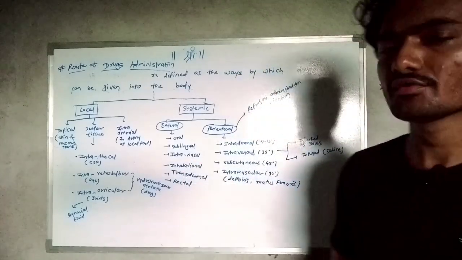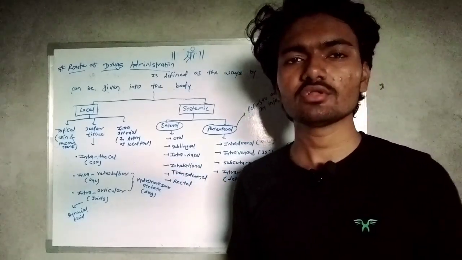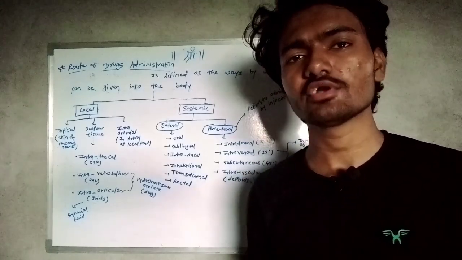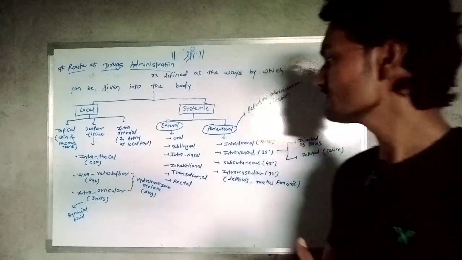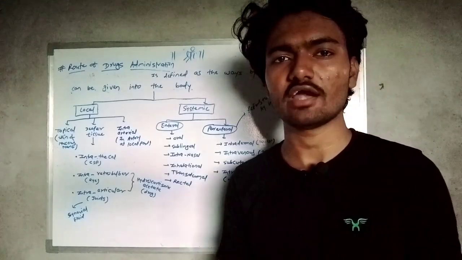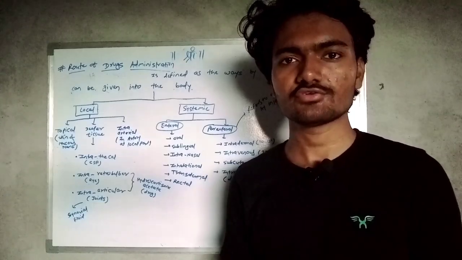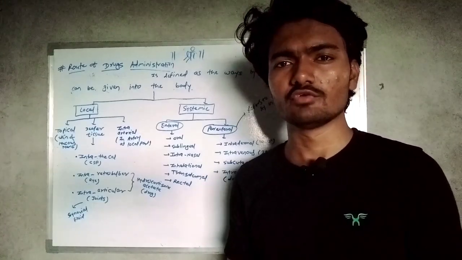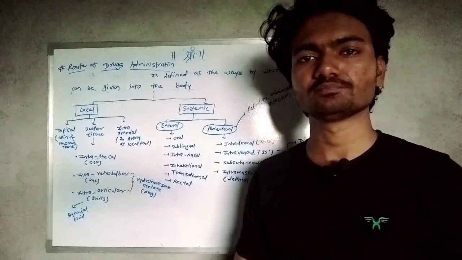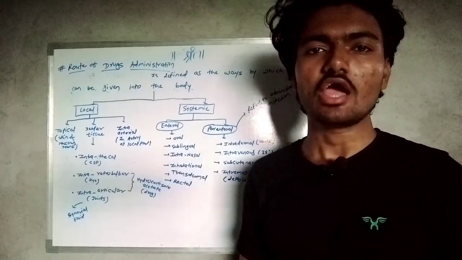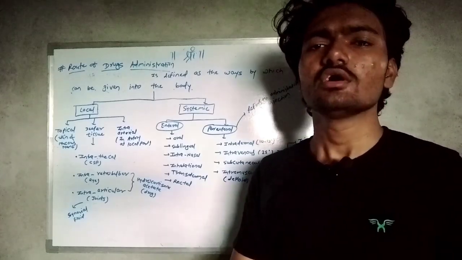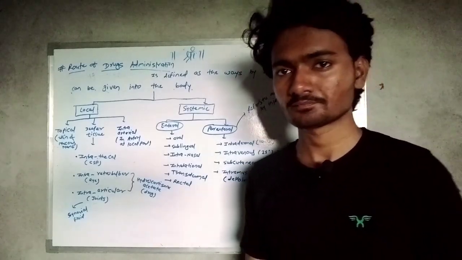The third is the intranasal. In the intranasal route, the mucous membrane of the nose can absorb various types of drugs. And the fourth one is the inhalational, in which volatile liquids and gases can be administered, and the drug is absorbed systemically. In this also, the liver is bypassed.